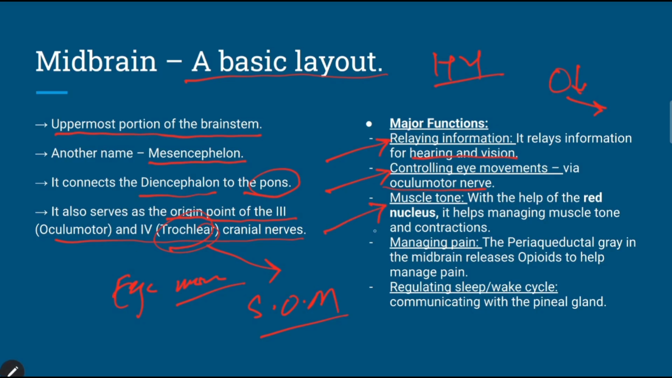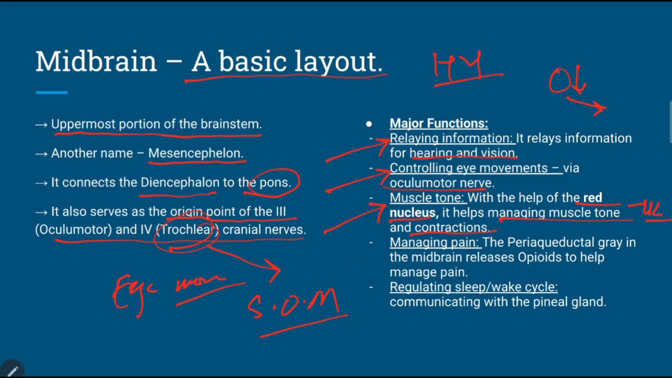Third, muscle tone. The red nucleus in the midbrain tegmentum helps manage muscle tone and coordination, especially for the upper limbs. This ties into clinical syndromes like Benedict syndrome, where a midbrain lesion causes contralateral tremor due to red nucleus damage.